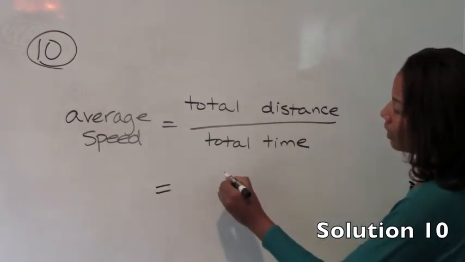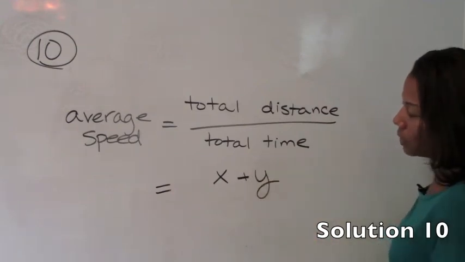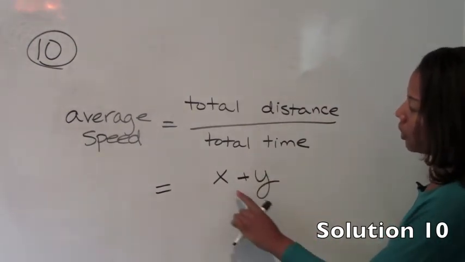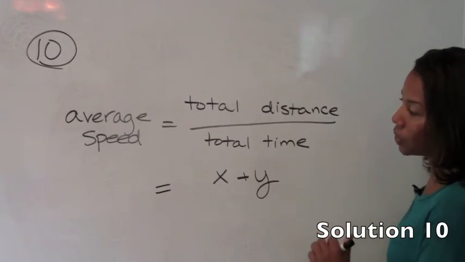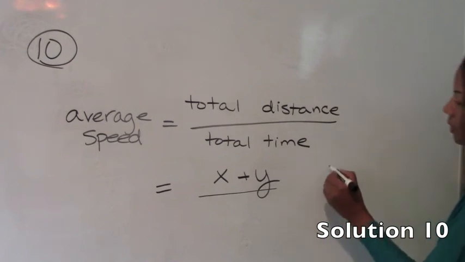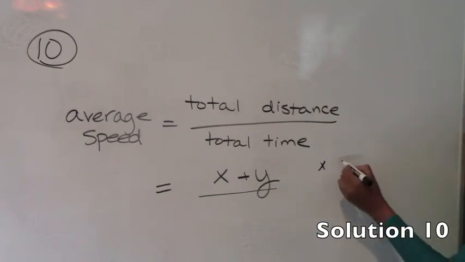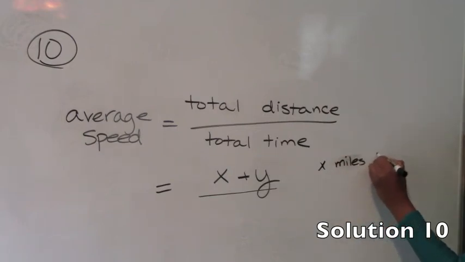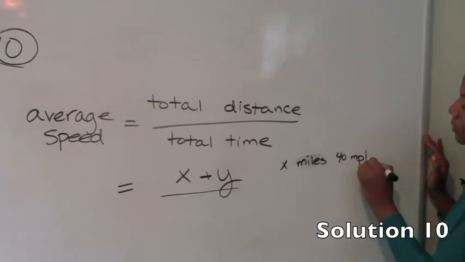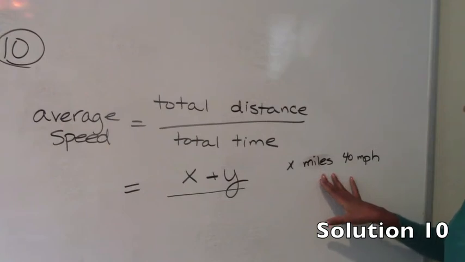Sean went X miles at 40 miles per hour and then an additional Y miles when he was going 60 miles per hour. So our numerator is simply X plus Y for the total distance. The challenge then is the time. So he went X miles at 40 miles per hour. So we have to use this information to express the time that Sean traveled.